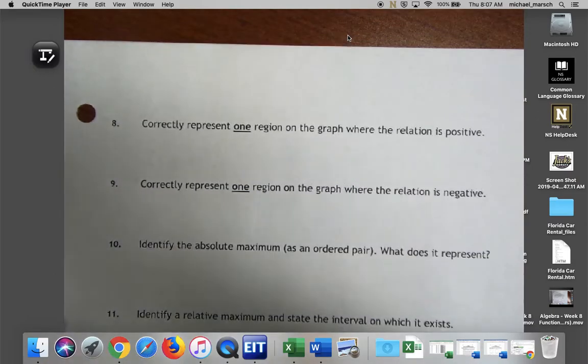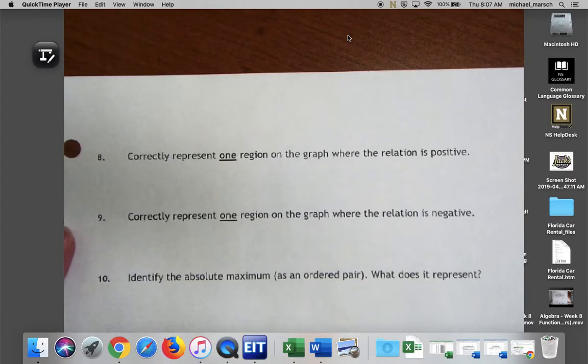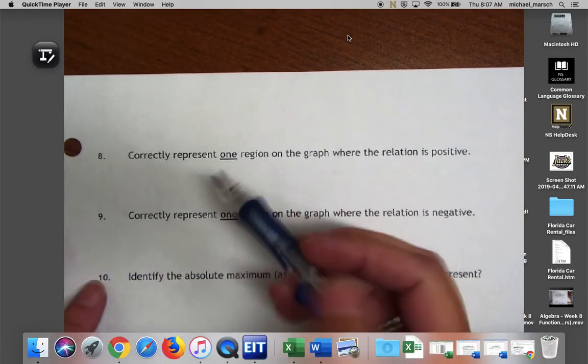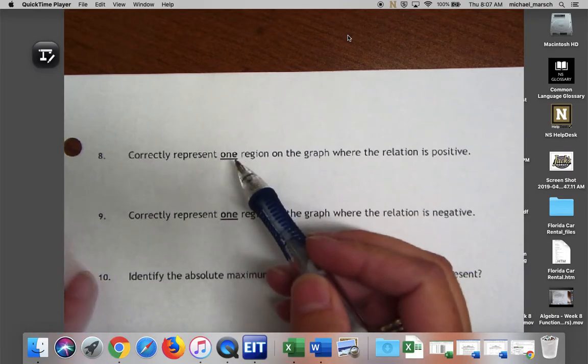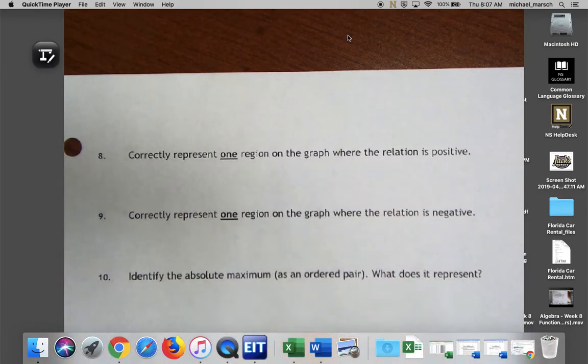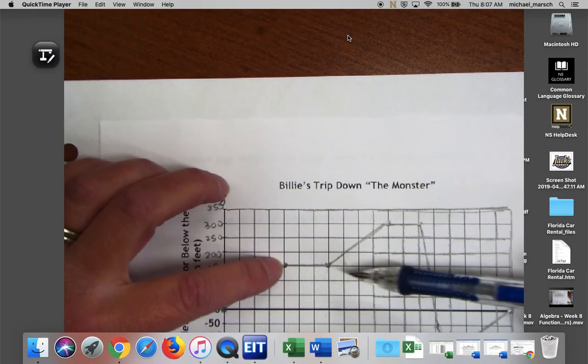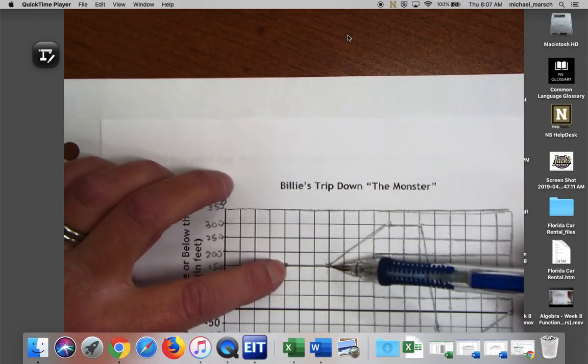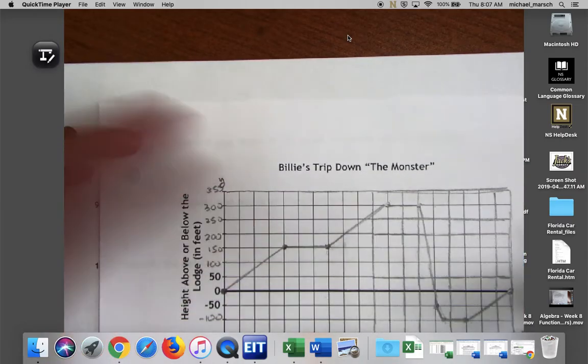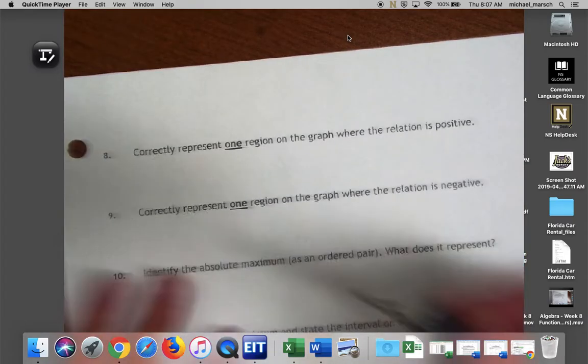Correctly represent one region on the graph where the relation is positive. The reason 1 is underlined is because there are several regions where the relation is positive, right? So you could have chosen a few of these. I'm going to choose between 80 and 140 because that's a positive region. So there we go.